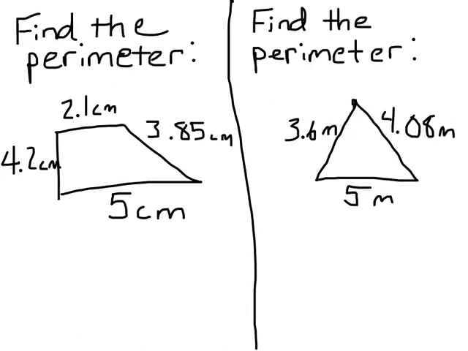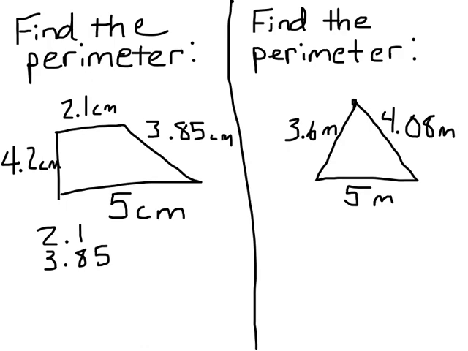Find the perimeter of these shapes. Let's look at the first shape. Remember, to find the perimeter, I add all the side lengths. When I add decimals, I need to line my decimal points up. 2 and 1/10, 3 and 85 hundredths, 5.